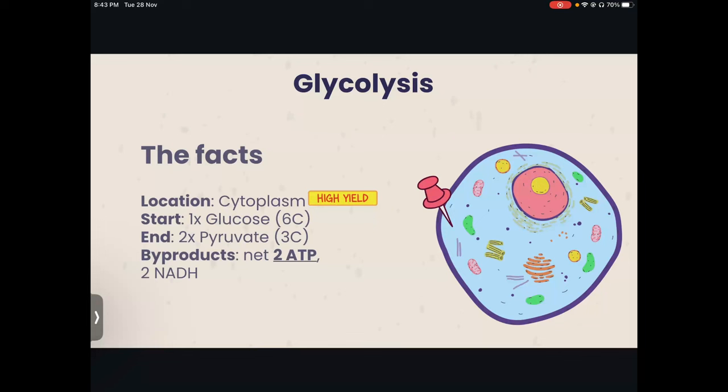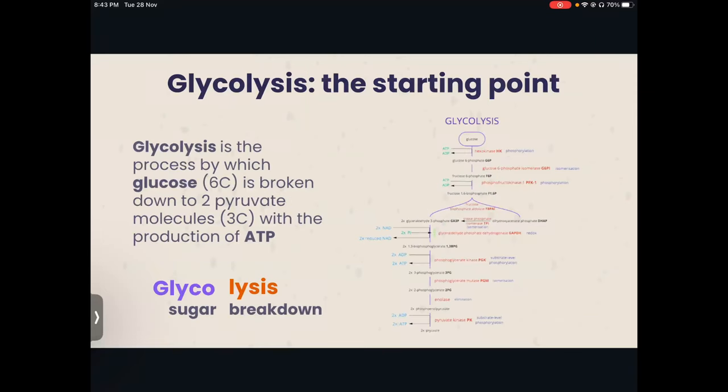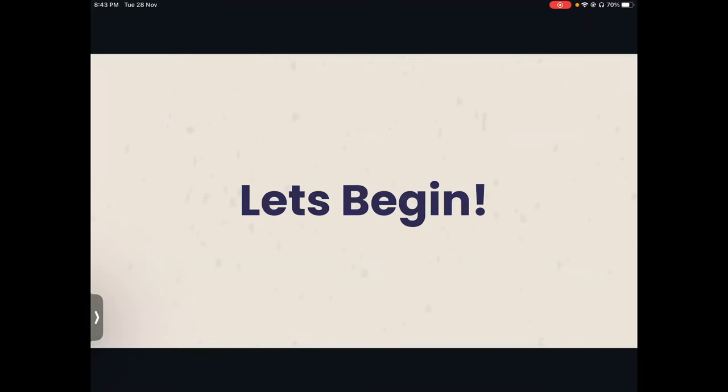Now, you start with one glucose, six carbon, and you end with two pyruvate, three carbons. Now byproducts: you have the production of two ATP, net means overall, and two NADH, which is one of the coenzymes involved. You don't need to know the full form, just two NADH. So this is the big picture, the main points, but we will go through every single step from glucose to pyruvate. All right, let's begin.